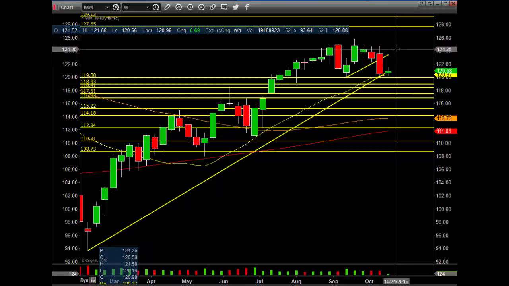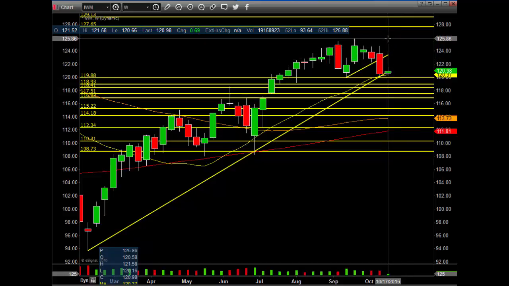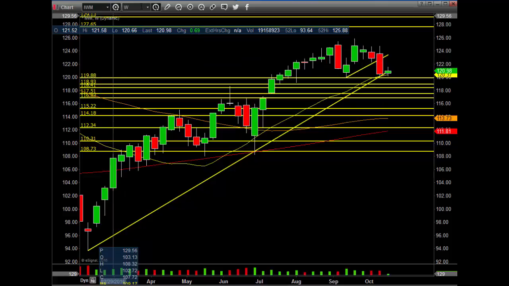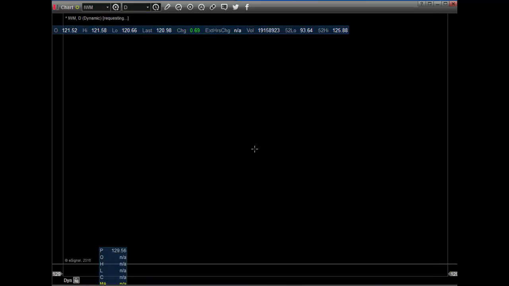If you want this to go higher, it needs to get above these highs, and this pivot high here, right around 125.86 or 125.88, which is the all-time or 52-week high on this one. And we'll see how this thing sets up on Friday. This is the weekly close, so we'll take that. Let's look at the daily real quick.